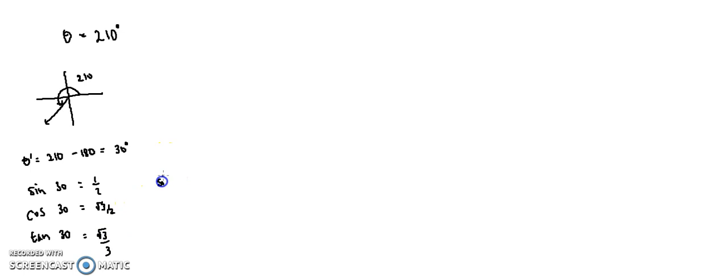Okay, so now we want to use that to do sine of 210, cosine of 210, and tangent of 210. And then I know you guys can do cosecant, secant, and cotangent just by flipping these. Okay, so now if we want to do 210, it's going to be the same values as our reference angles. So we're going to get 1/2, square root of 3 over 2, and square root of 3 over 3. It's the same values. We just have to figure out the signs.